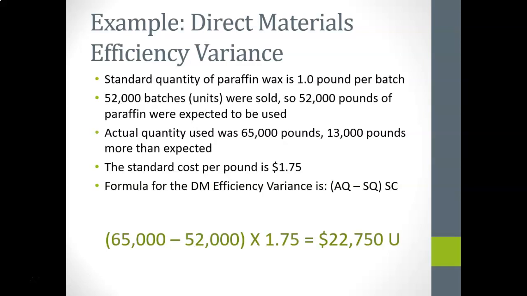We go back into our formula and we see that the actual quantity is more than the expected quantity. So we're using more wax than we thought. That means our operating income is going to be decreased. And so this will be an unfavorable variance. Whenever the actual is more than the standard, we will have unfavorable. If the actual is less than the standard, we will have favorable.